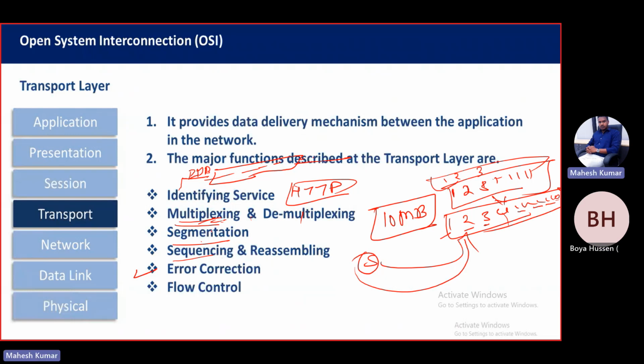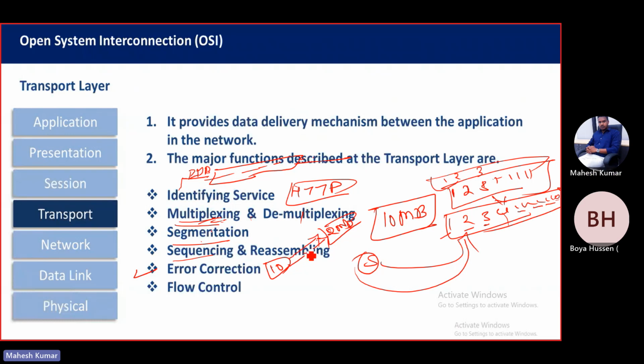This is the process of how data is sent from one PC to another PC, whether in the same network or out of the network. Then error correction and flow control: if the sender has 10 mbps but the receiver has, let's suppose, 2 mbps of speed, it will check the flow and, based on the receiver's capability, send again at that flow.